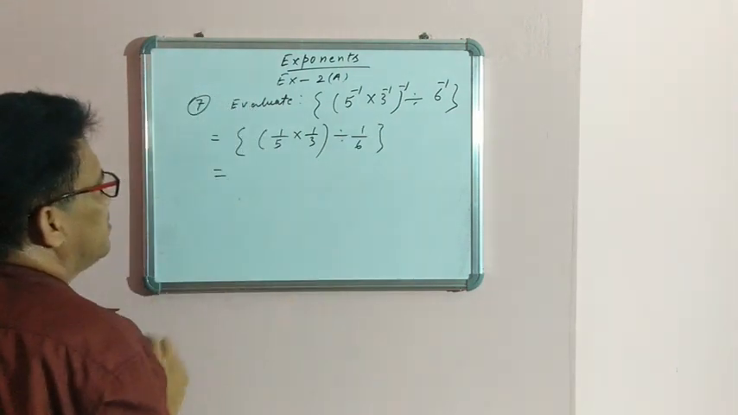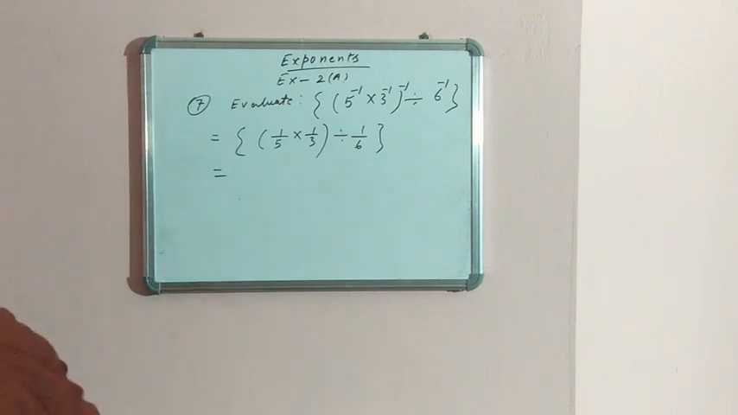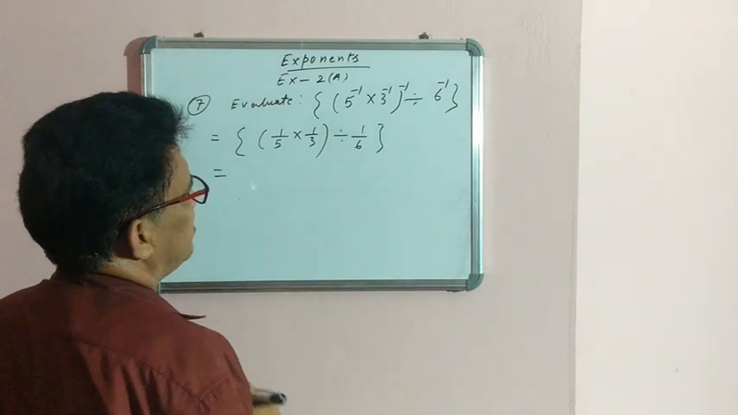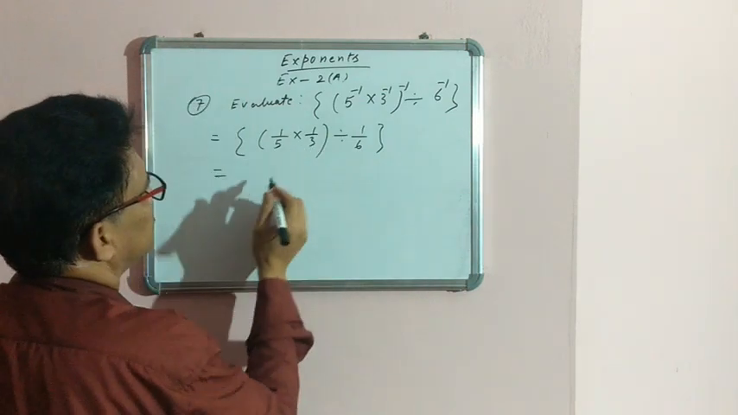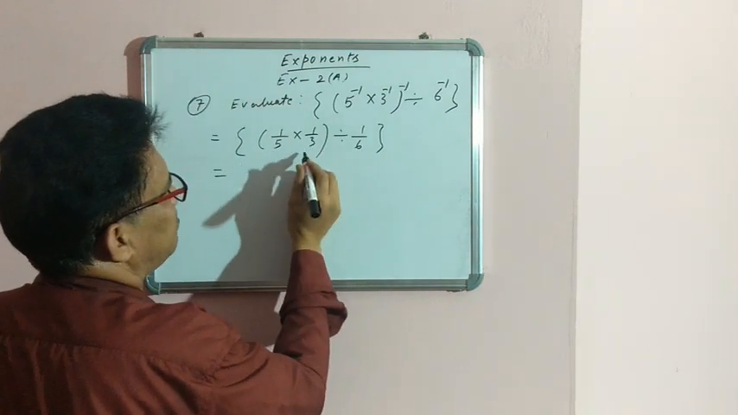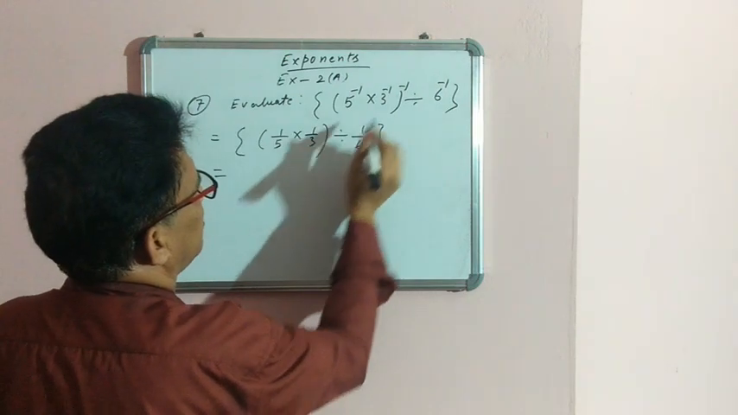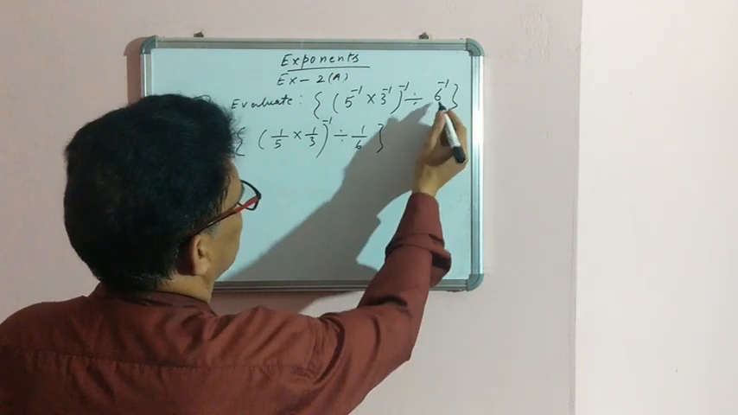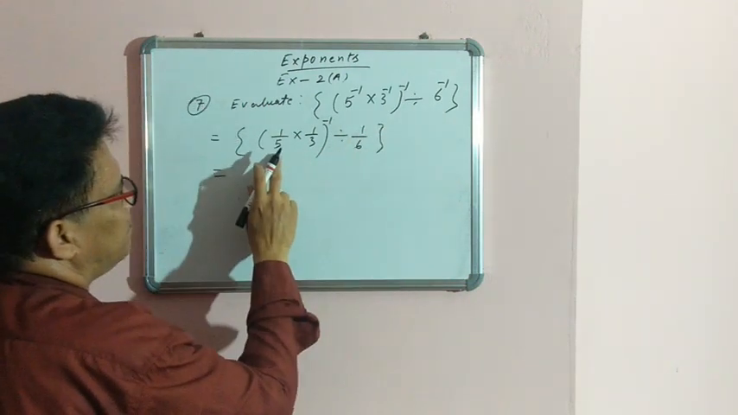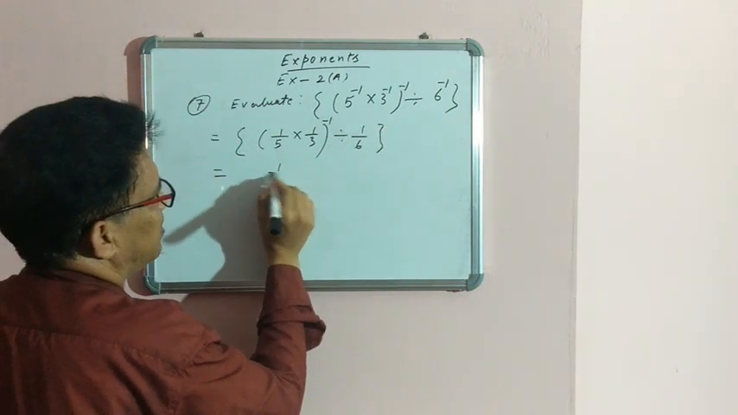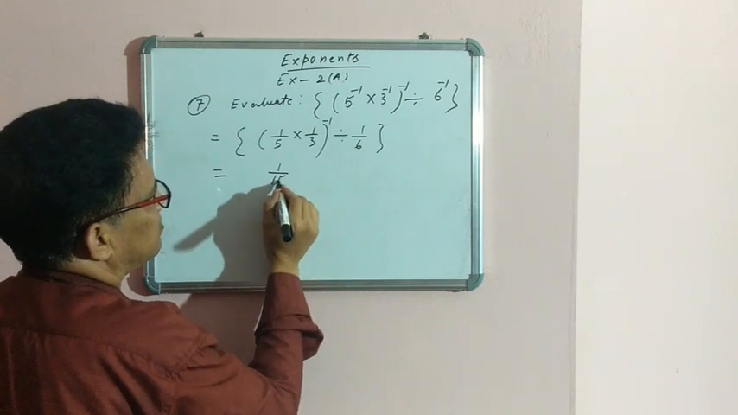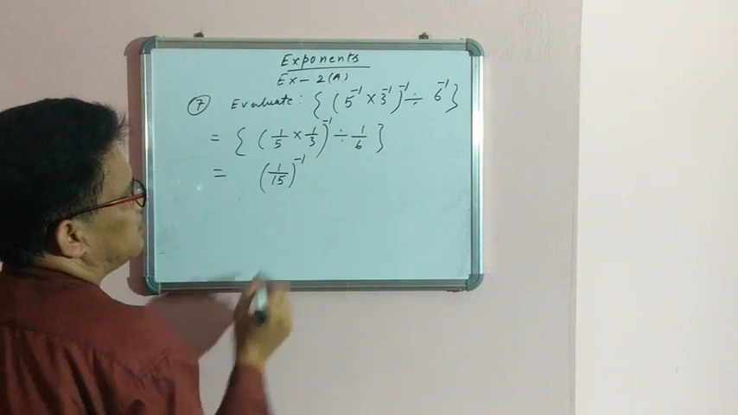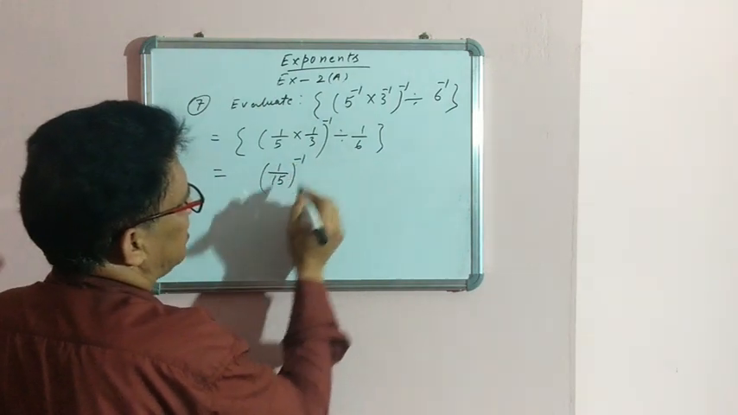So what you are getting here, 1 by 5 into 1 by 3, and here power minus 1 is there. And this we have done here. So 1 by 5 into 1 by 3, 1 by 15 is there. Whole power minus 1 is there. Then division sign is there.